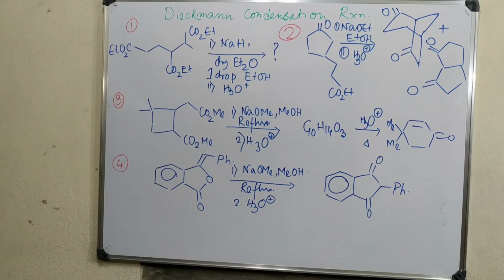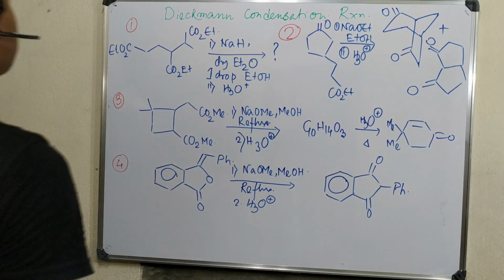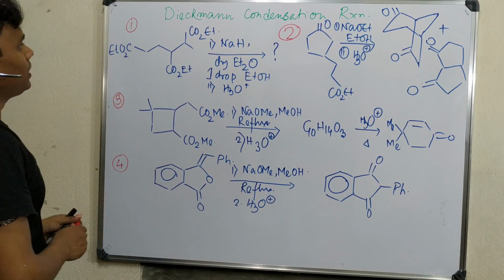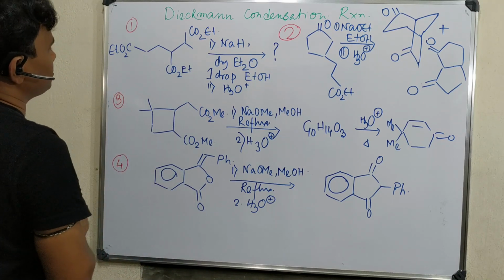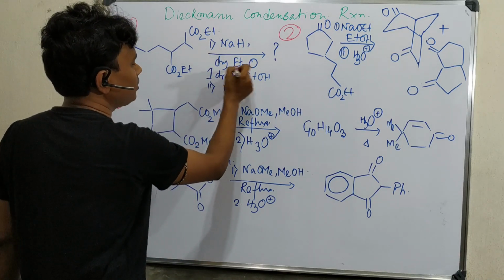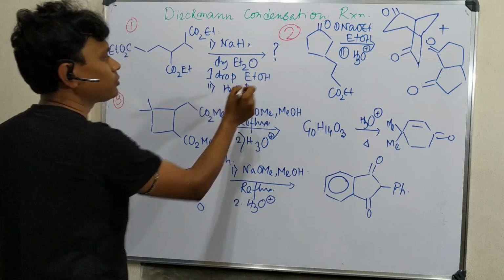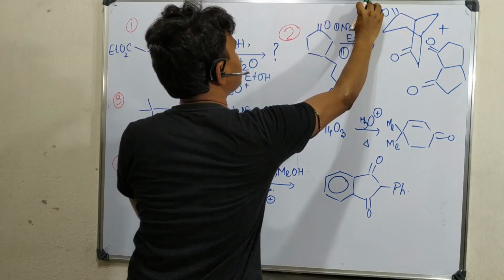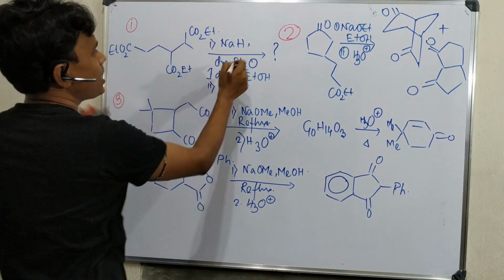Okay, let's continue the discussion. Let's discuss these problems about the Dieckmann condensation reaction. 4 problems we'll discuss. Okay, let's discuss the first problem. If you can see, the condition is sodium hydride, dry ethanol, dry ethyl ether, 1 drop of ethanol. Actually, under the reaction condition, it produces NaOEt.